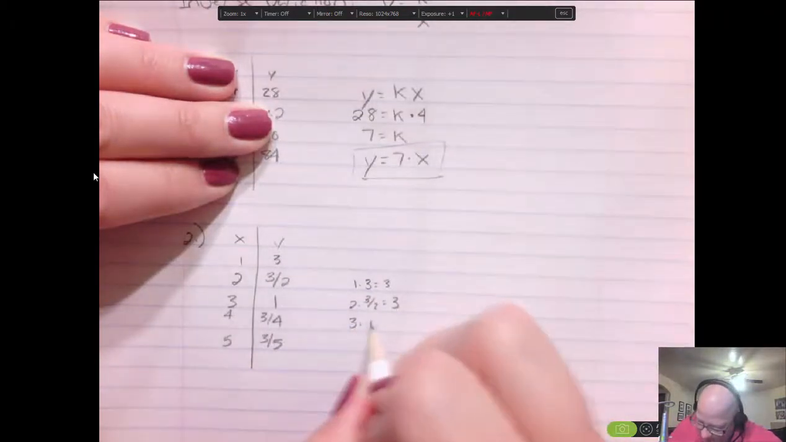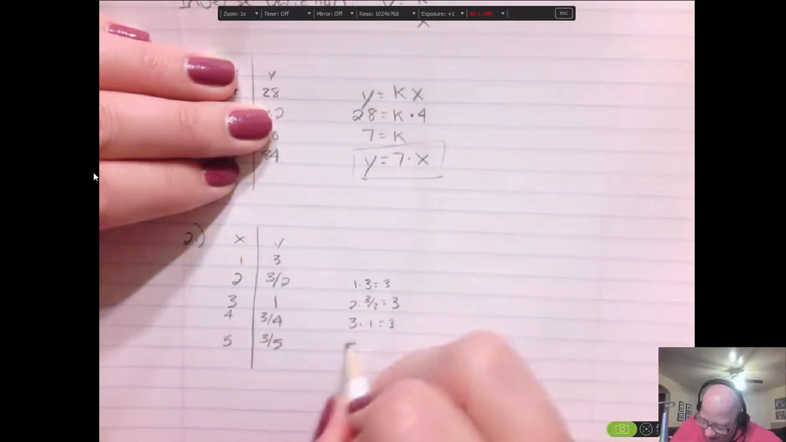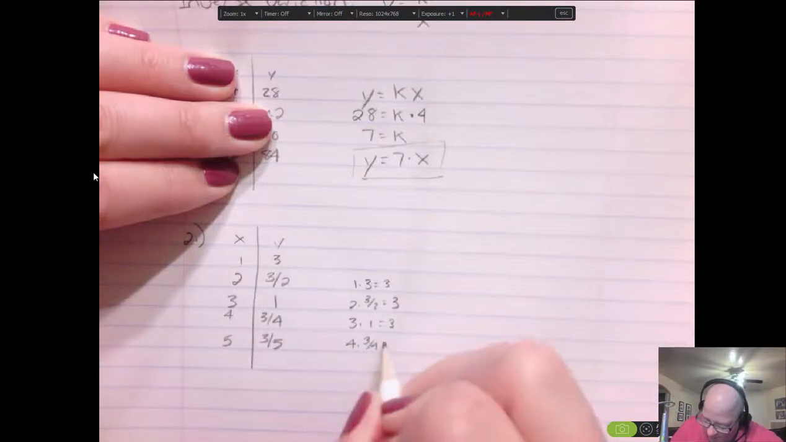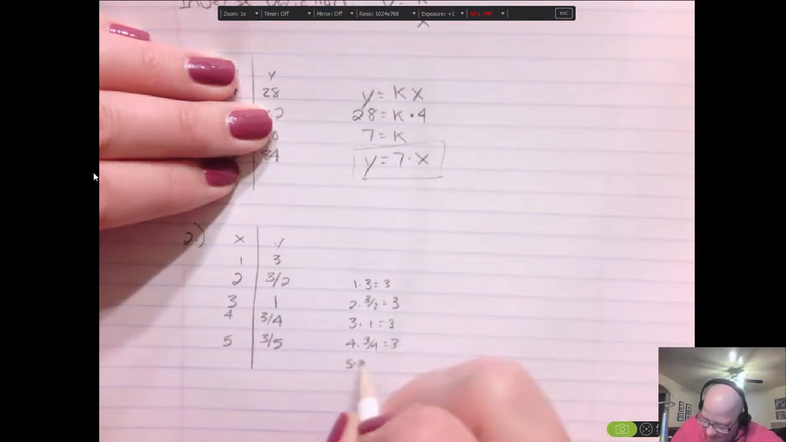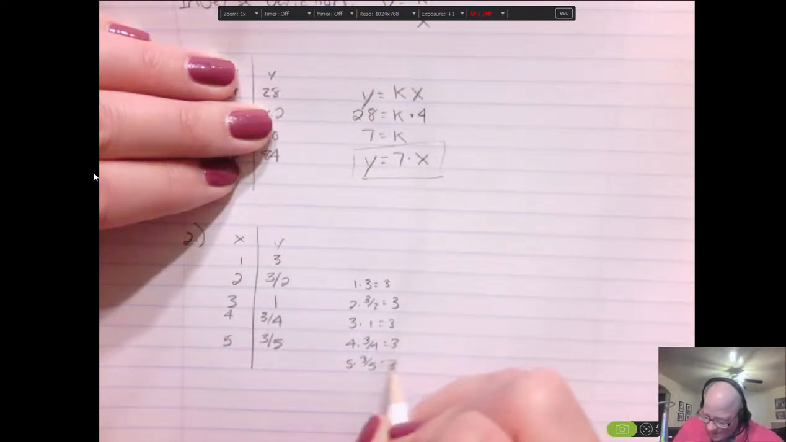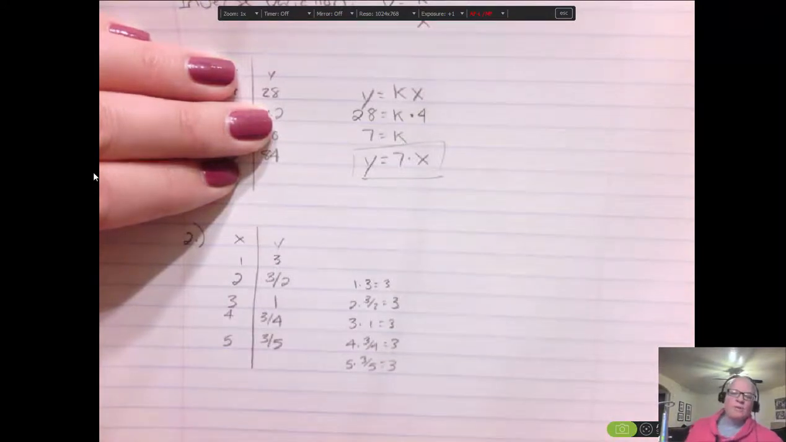3 times 1 we know is 3. And 4 times 3/4, the 4's cancel, we get a 3. 5 times 3/5, the 5's cancel, and we get a 3. So we can see, yes, they are inversely related.